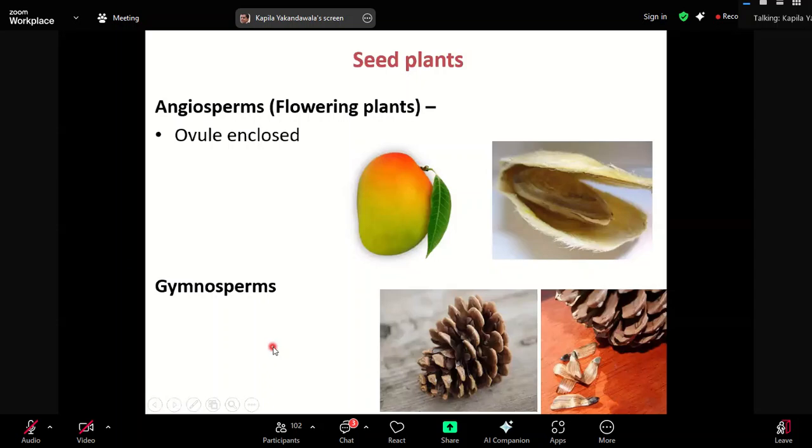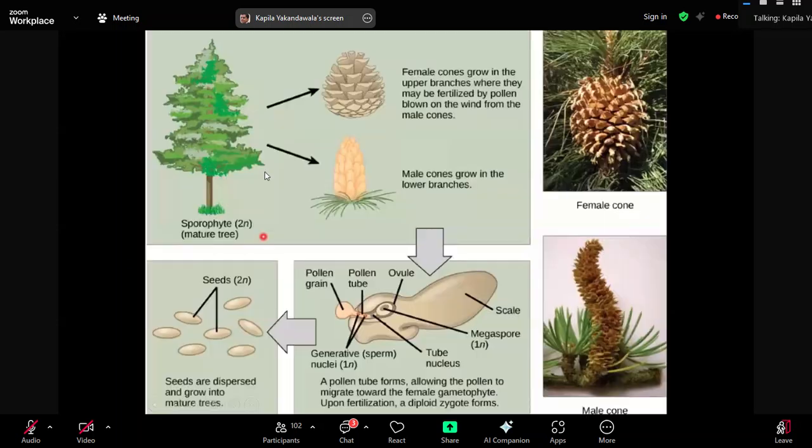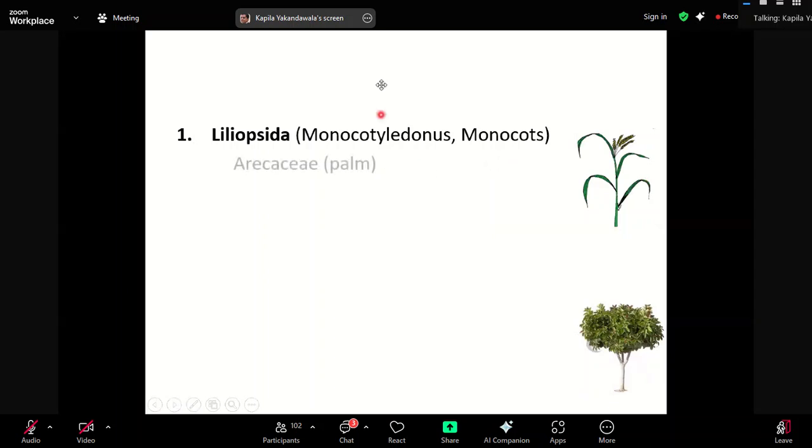But gymnosperms, I can't remember the name in Sinhala. Seeds are not protected because ovules are not completely protected. So seeds are not protected. You can find seeds here. But in higher plants, seeds are well protected. That is the difference. In gymnosperms, seeds are born here, so they are not protected. But in higher plants, seeds are well protected.